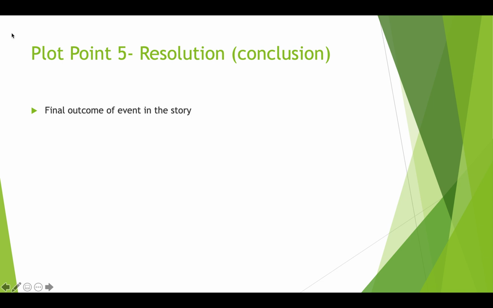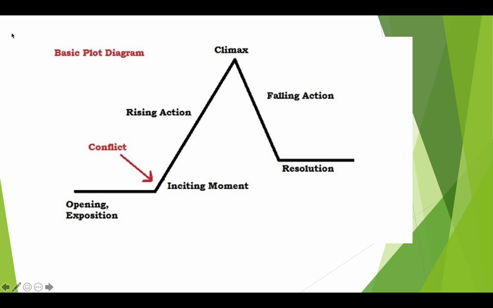And then plot point 5 is resolution, or also known as conclusion, which is the final outcome of the event in the story. So this is how the story wraps up and ends, and you're done reading the book. Here's our resolution on the map. So that's all what plot points are about.